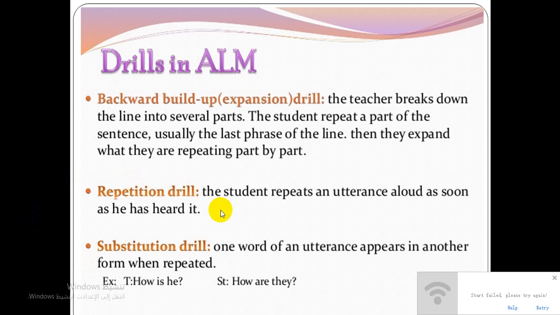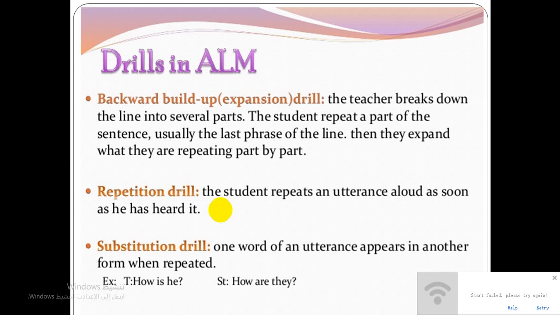In repetition drills, the use of drills and pattern practice are the distinctive features of the audiolingual method. These are some kinds of drills often used in repetition. In repetition drills, the students repeat an utterance aloud as soon as they have heard it. They do this without looking at a printed text. The utterance must be brief enough to be retained by the ear. Sound is as important as form and order. Examples of repetition drill.